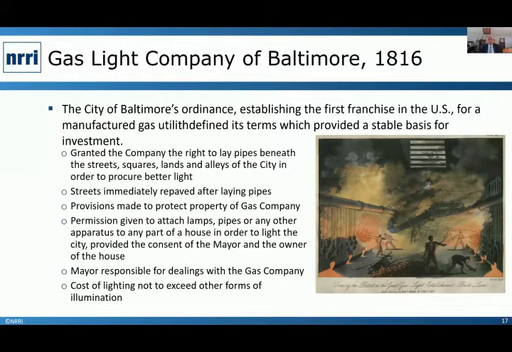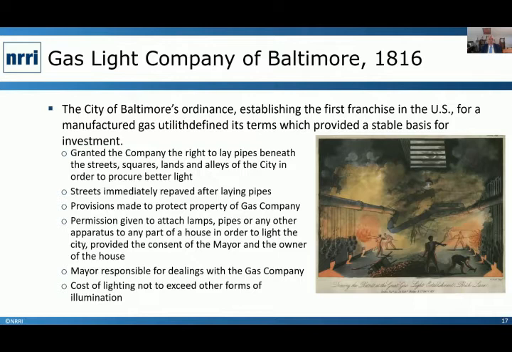And so the gas utilities were really there to provide lighting, which is why the Baltimore company was called the Gas Light Company of Baltimore. Well, when the city of Baltimore gave the franchise, it passed an ordinance which described the conditions of the franchise. Most importantly, it granted the company the right to lay pipes beneath the streets, squares, lands, and alleys of the city in order to procure better light.